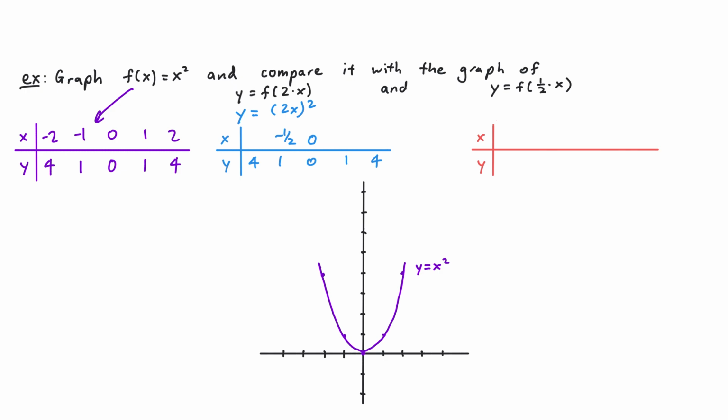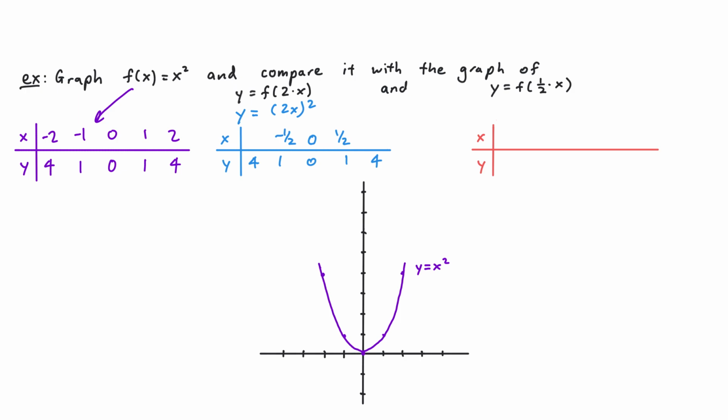Another choice would be x equals positive 1/2, because if we plug in positive 1/2, then multiply by 2, this gives us 1. Then if we square the result, it's still going to be 1. So when x is 1/2, the corresponding y value is 1.